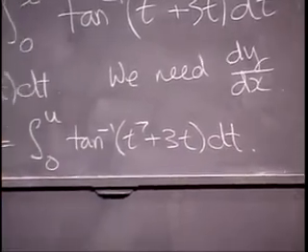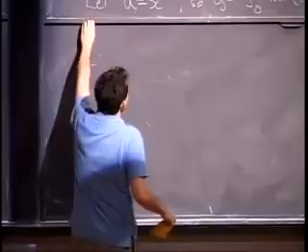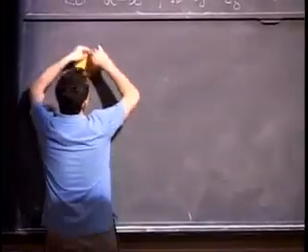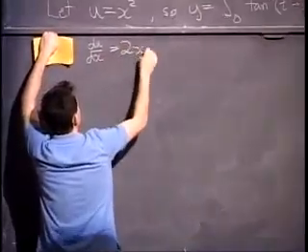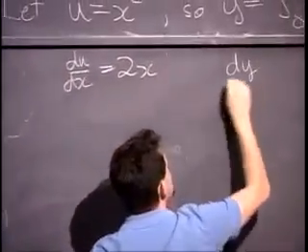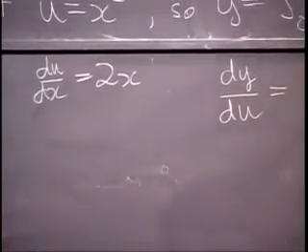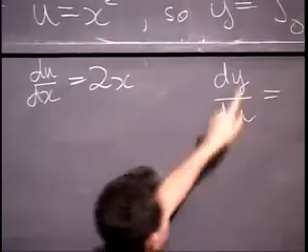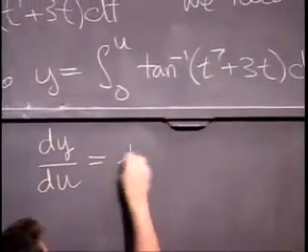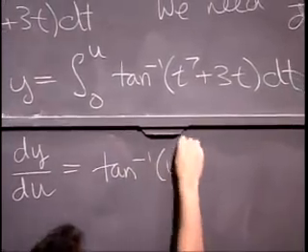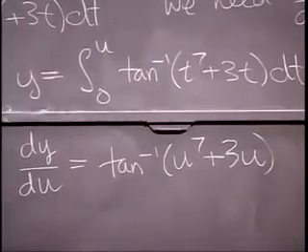Okay, so I haven't really accomplished much so far. Better do a derivative or two. If u is x squared, we can write down du dx easily enough. It's just 2x. And we can write down dy du by using the fundamental theorem, just plain, simple. Dy du is just this expression, the integrand, but with t replaced by u. It's just the plain vanilla first fundamental theorem type of problem, but instead of x, I've used u.